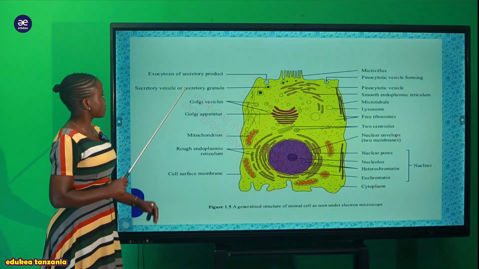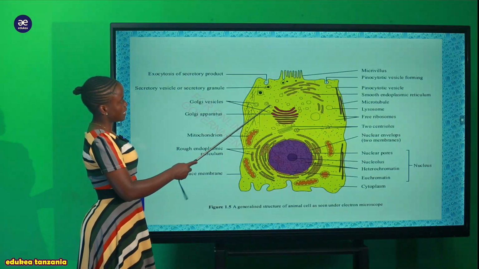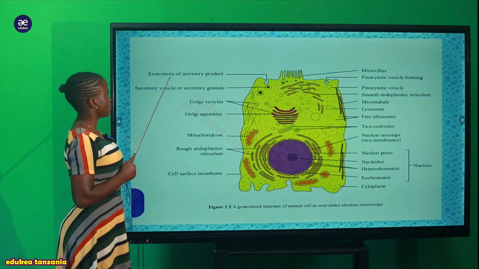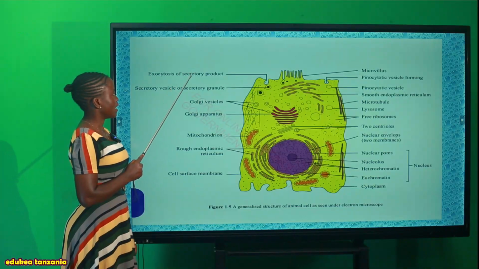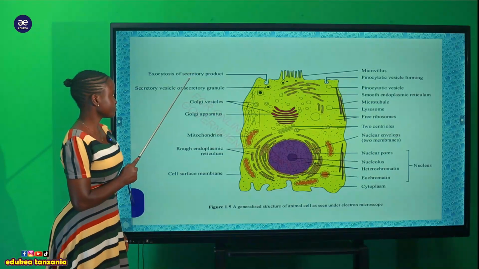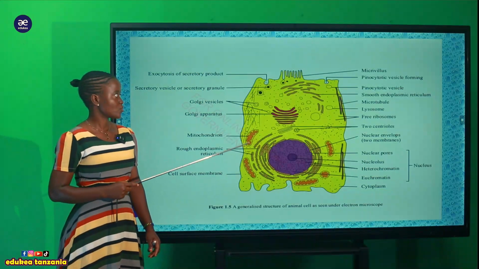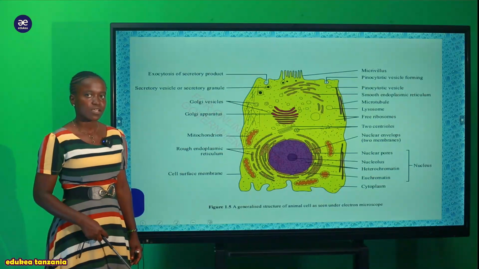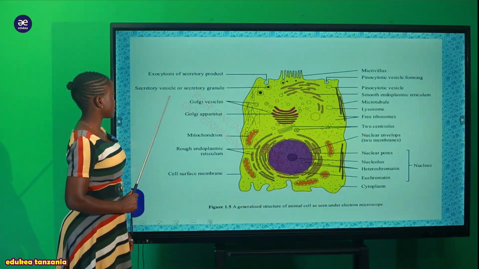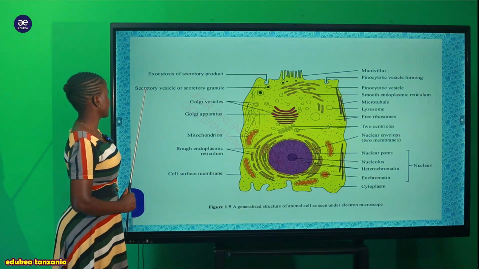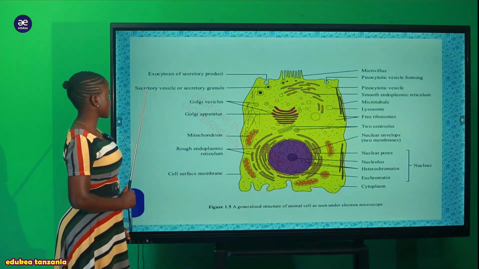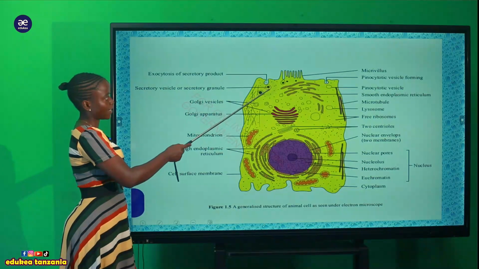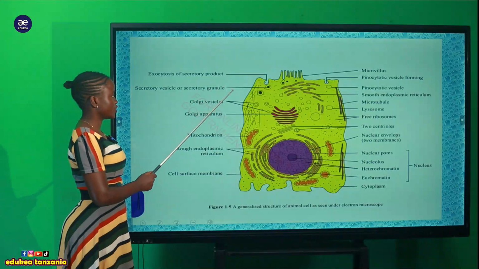So now let's start from the materials that are found within this animal cell. You can see we have the exocytosis of the secretory product. This one is exocytosis. We are going to see what exocytosis is, but here is just its observation. And also you can see this one is the secretory vesicles or the secretory granules. This black part is called the secretory granules.